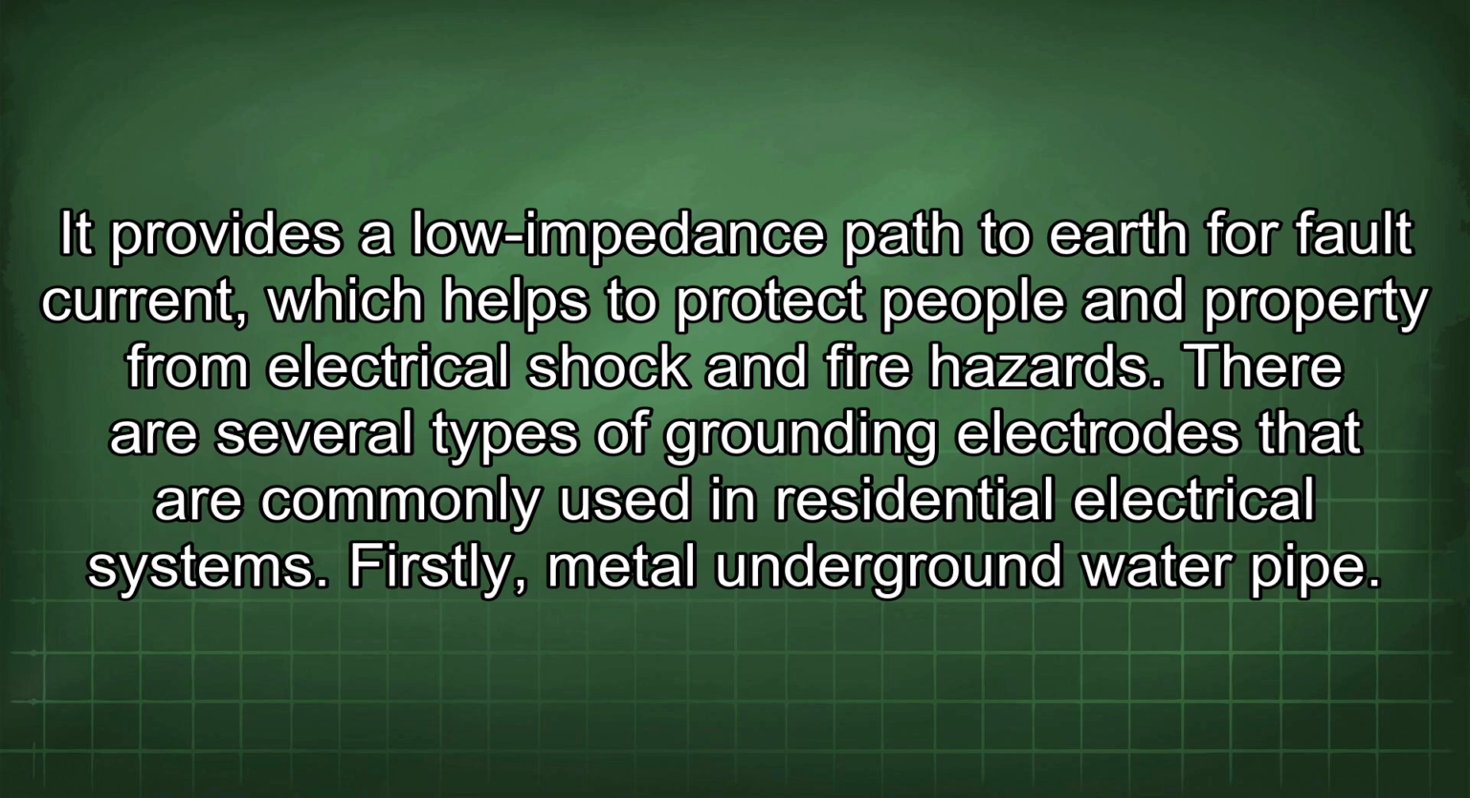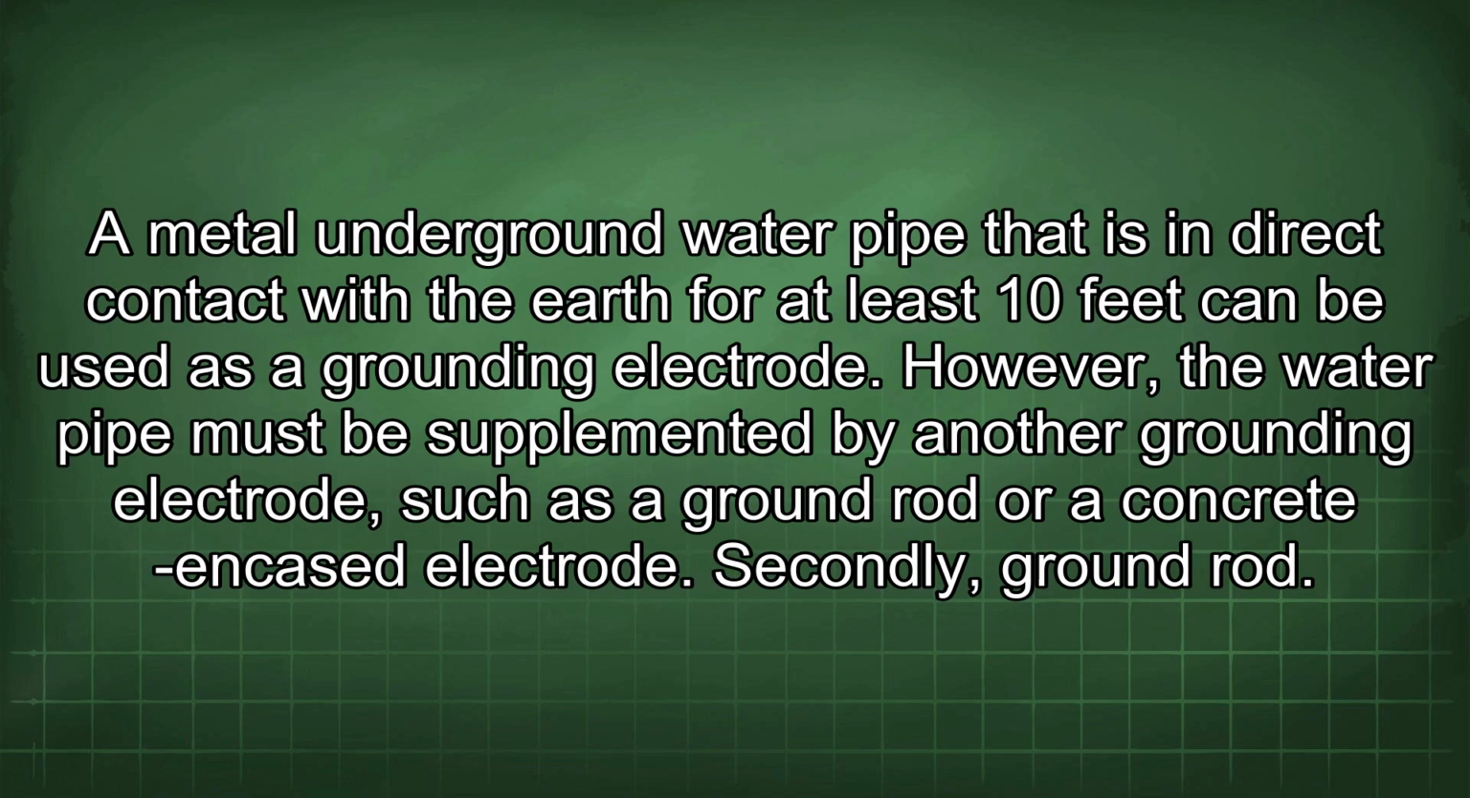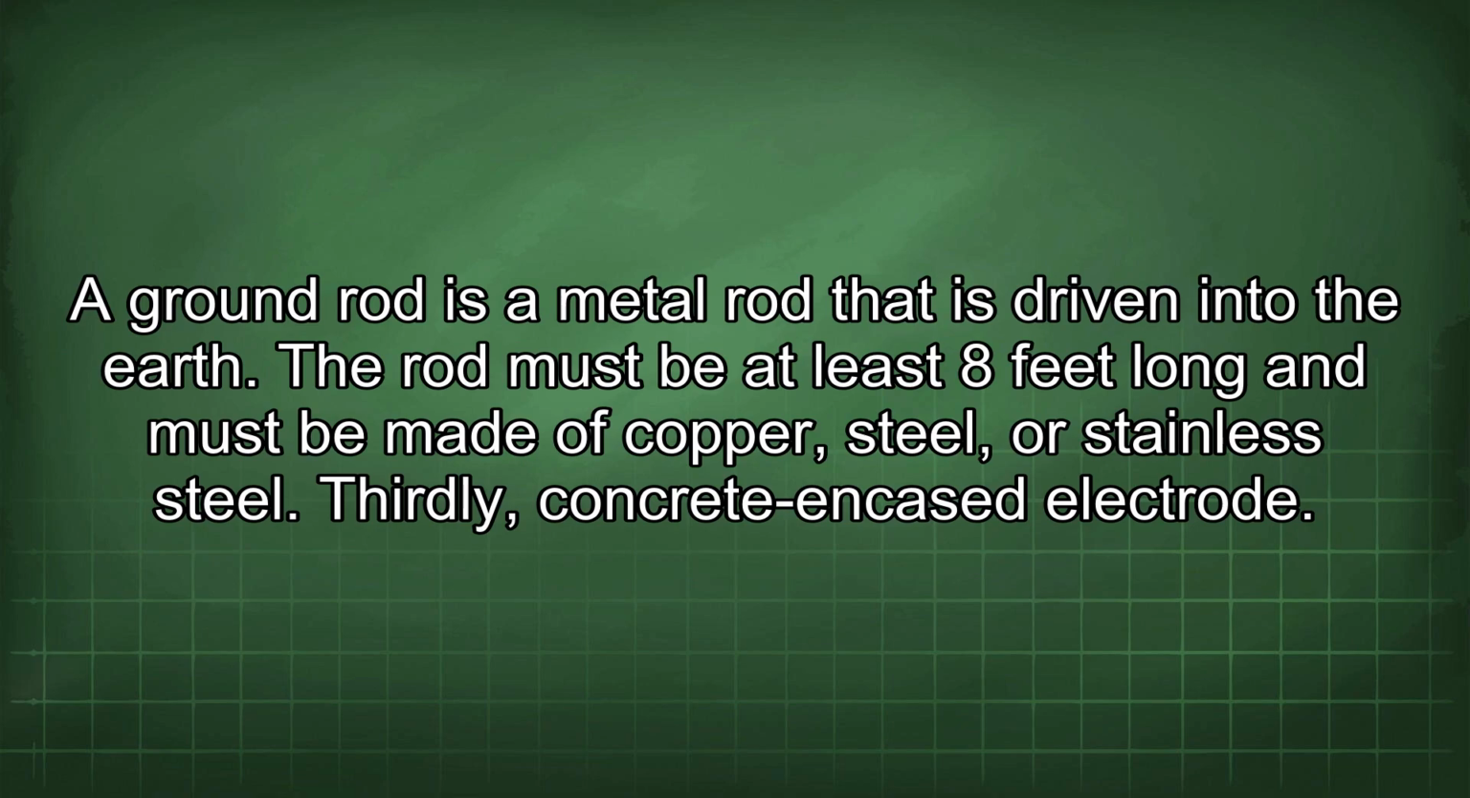Firstly, metal underground water pipe. A metal underground water pipe that is in direct contact with the earth for at least 10 feet can be used as a grounding electrode. However, the water pipe must be supplemented by another grounding electrode, such as a ground rod or a concrete encased electrode. Secondly, ground rod. A ground rod is a metal rod that is driven into the earth. The rod must be at least 8 feet long and must be made of copper, steel, or stainless steel.